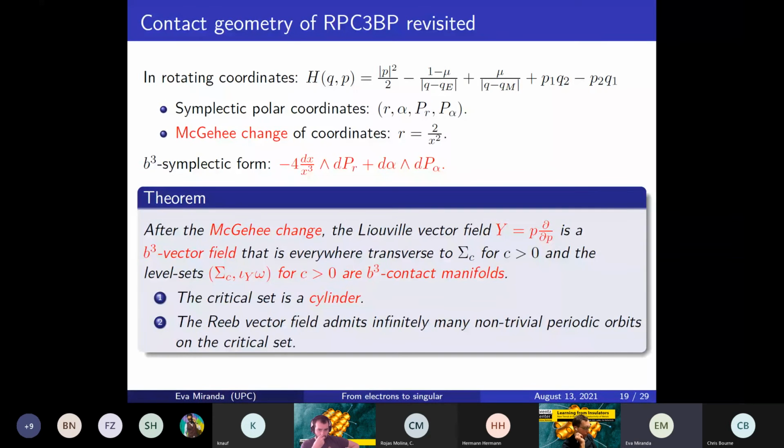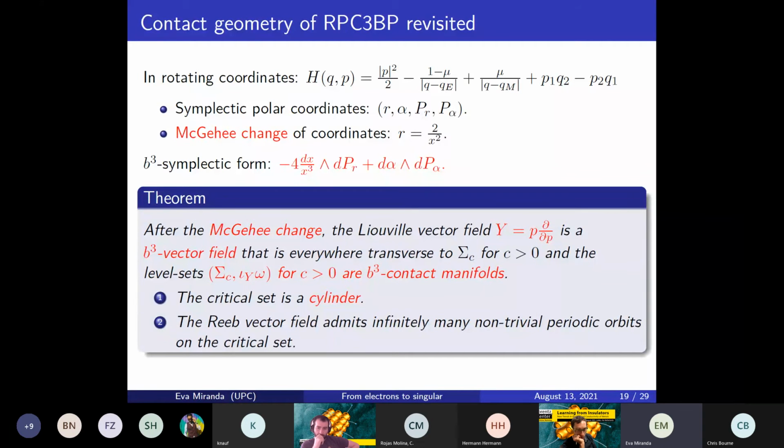And well, first there is a way to make formal sense of this. These are called b-structures, and they appear already in the work of Melrose. What we did is to impose the McGehee change of coordinates, and then we proved that there are infinitely many periodic orbits on the critical set of this problem.